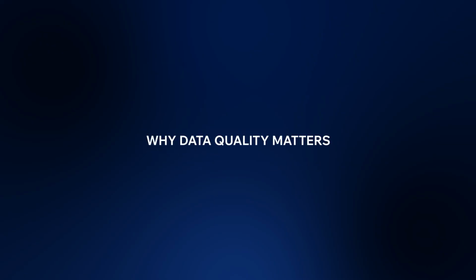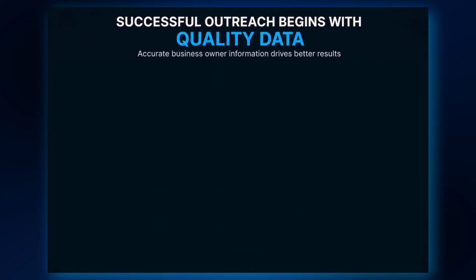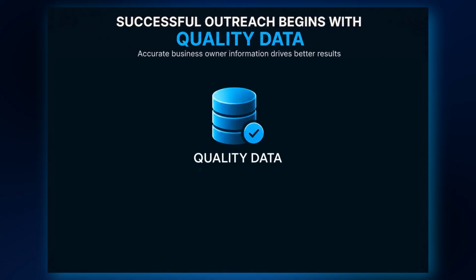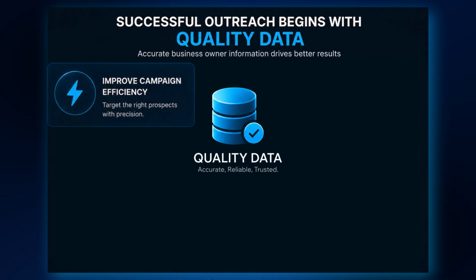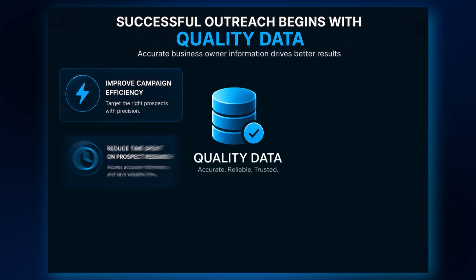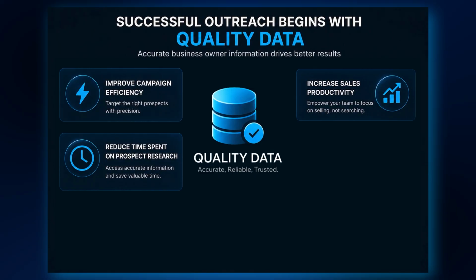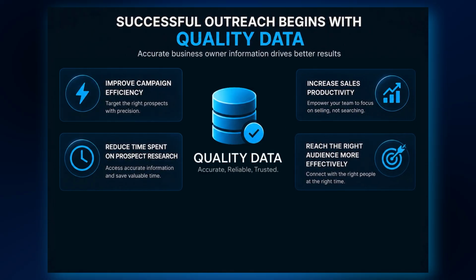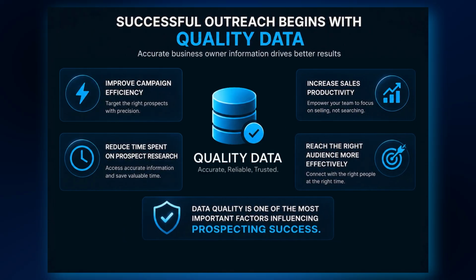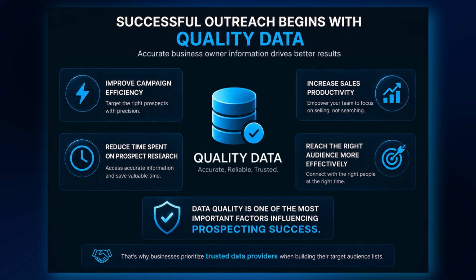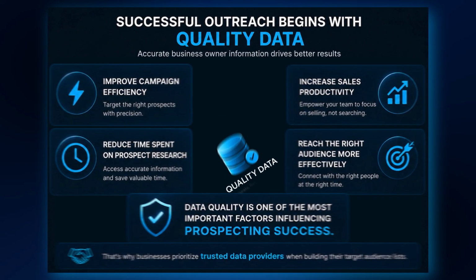Why data quality matters. Successful outreach begins with quality data. Accurate business owner information can help organizations improve campaign efficiency, reduce time spent on prospect research, increase sales productivity, and reach the right audience more effectively. Data quality is one of the most important factors influencing prospecting success. That's why businesses prioritize trusted data providers when building their target audience lists.